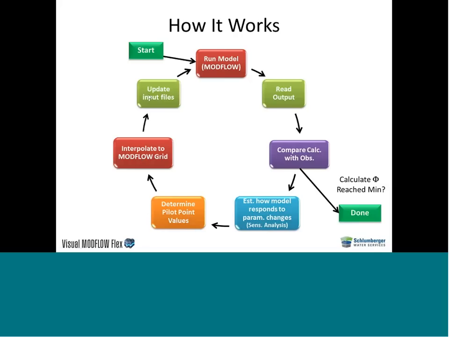The ModFlow files are then updated with the adjusted conductivity or parameter distribution, and ModFlow is run again using those new input parameters. So the cycle continues over and over again until PEST determines that it's reached the minimum objective function, at which point the PEST run is done.